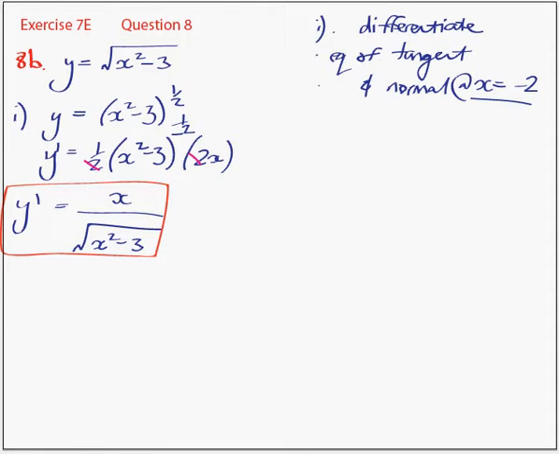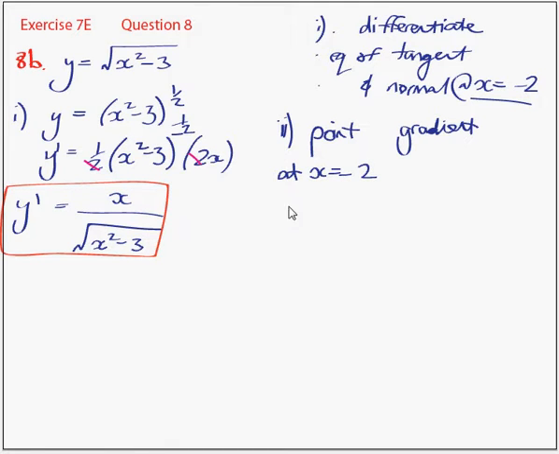The next part of the question says find the equation of the tangent and the normal where x equals -2. So for the equation of a straight line I need two things. I need a point and I need the gradient. Well, for the point I have the x coordinate, I need to find the y. So I might do that first.